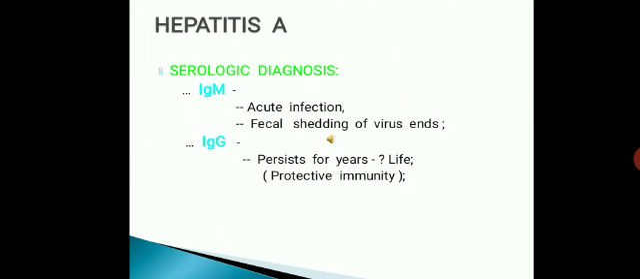Hepatitis A virus produces 2 types of antibodies. IgM, which indicates acute infection, appears when fecal shedding of the virus ends. Then IgG is present for the whole life. If one person gets infected by hepatitis A virus, then IgG is present for the whole life. This gives a protective immunity.